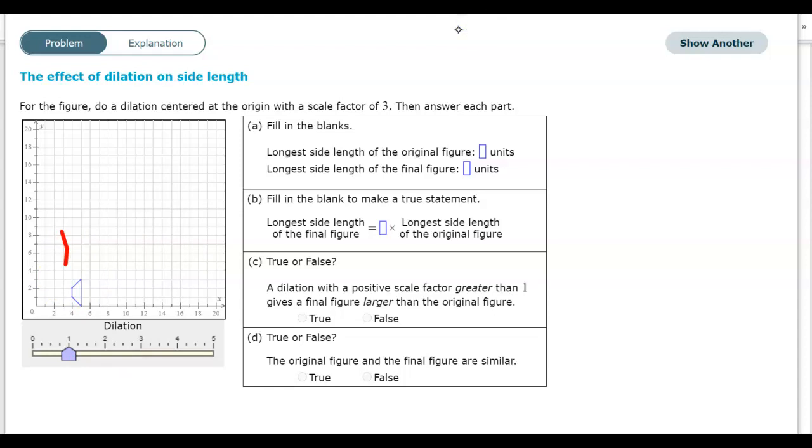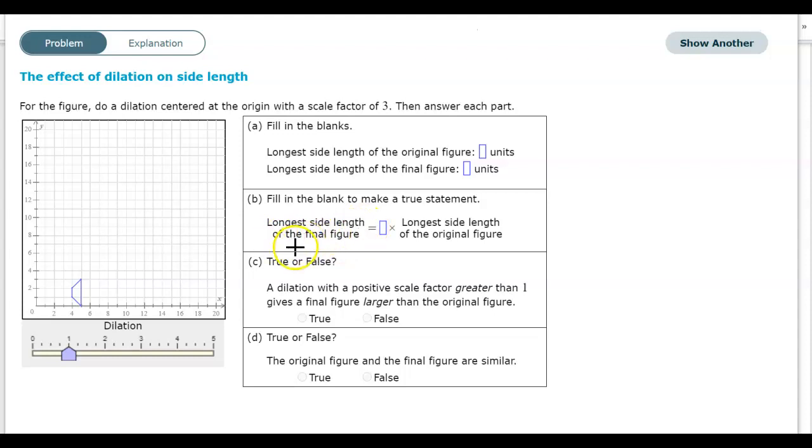Okay, so let's answer some questions here. The longest side of the original figure is 1, 2, 1, 2, 3. So 3 units. And the largest side of the final figure, if we take the 3 units and we multiply by a scale factor of 3, that's going to give us a 9. Okay, fill in the blanks here for the next one.